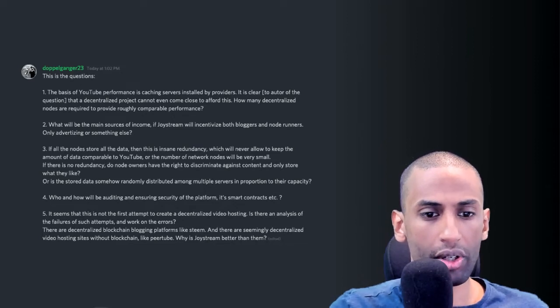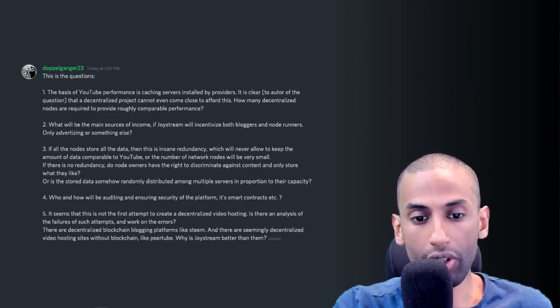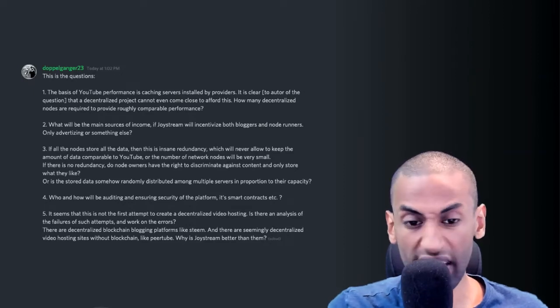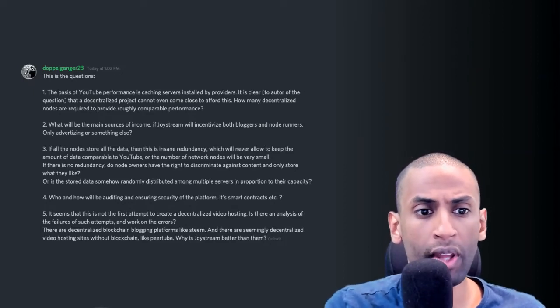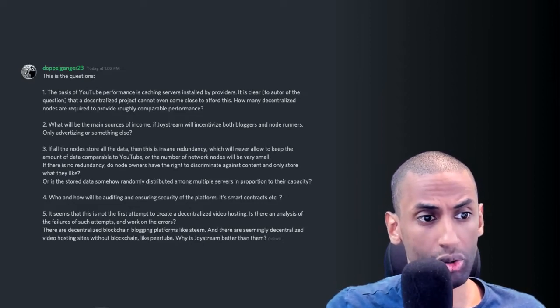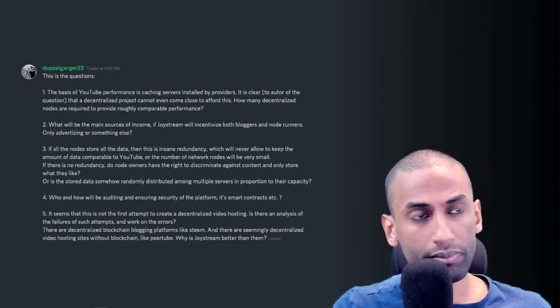One is, will you do caching, which is basically the idea of having content close to where the user who wants to consume it is, so there's low latency in getting it started, having playback begin. And the other question is how many nodes you would need to be at the scale of YouTube, and can a decentralized system work or compete?